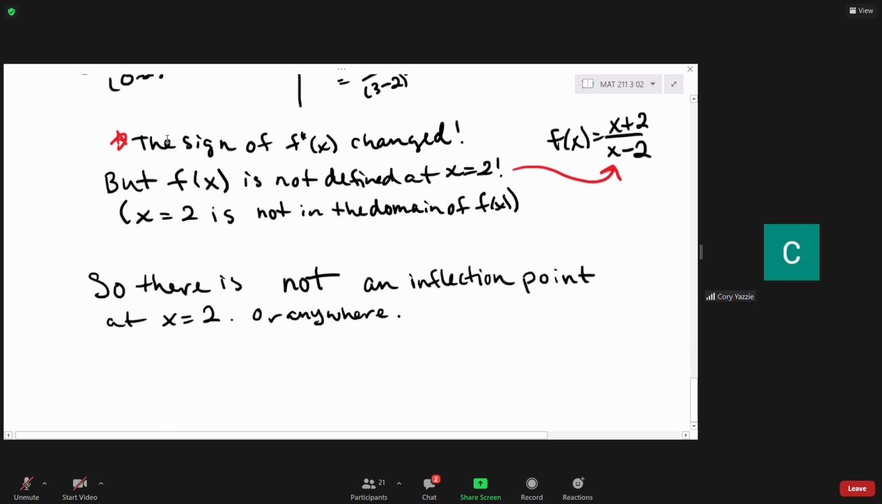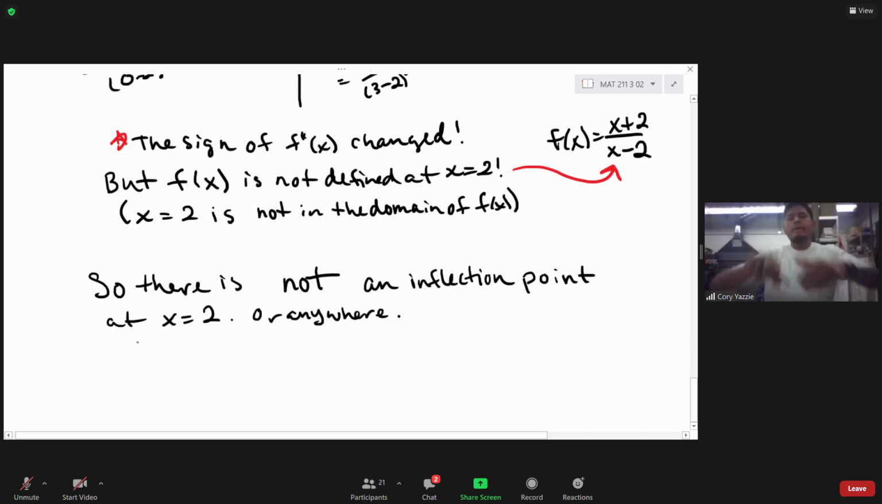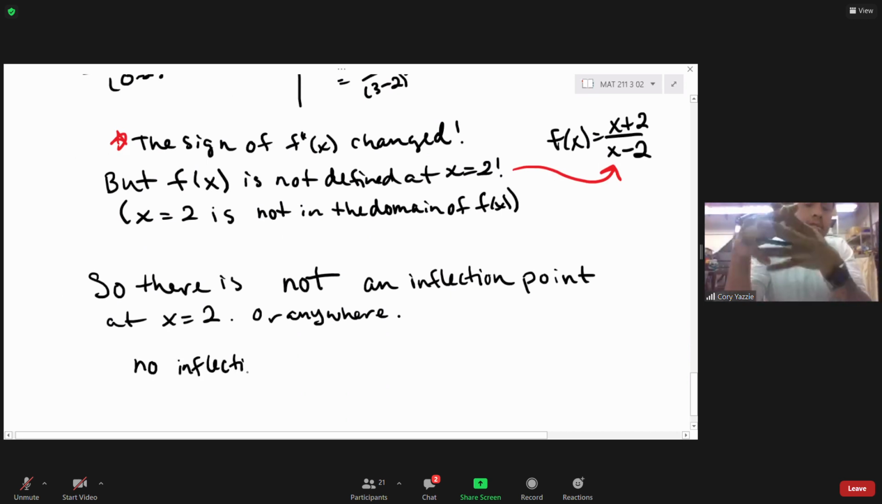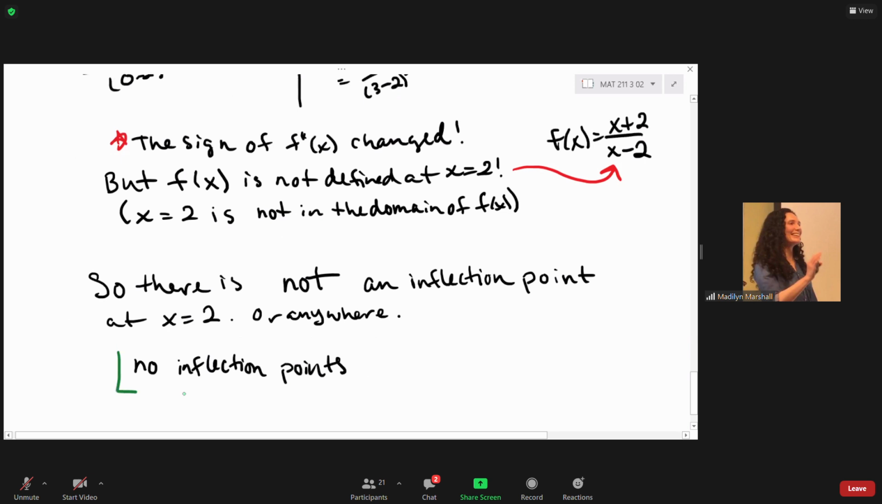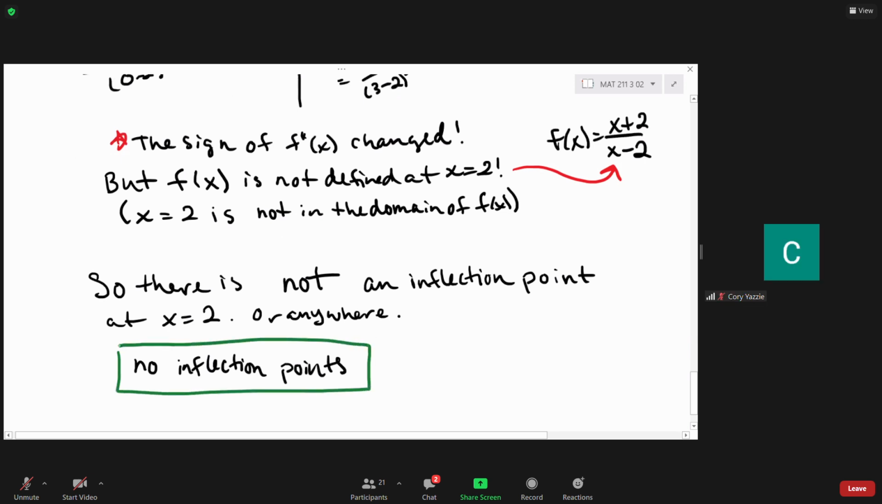So real quick, Madeline, in this specific equation, is that how you want us to write down that answer? Oh, never mind. There it is. Yeah, I just realized I hadn't actually given an answer. So you would just write no inflection points, and that's it.